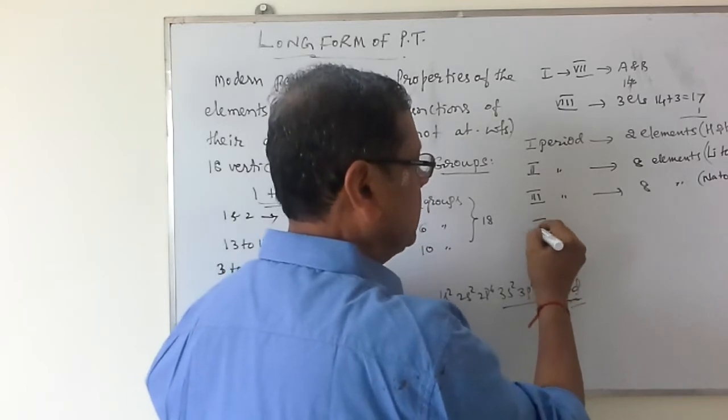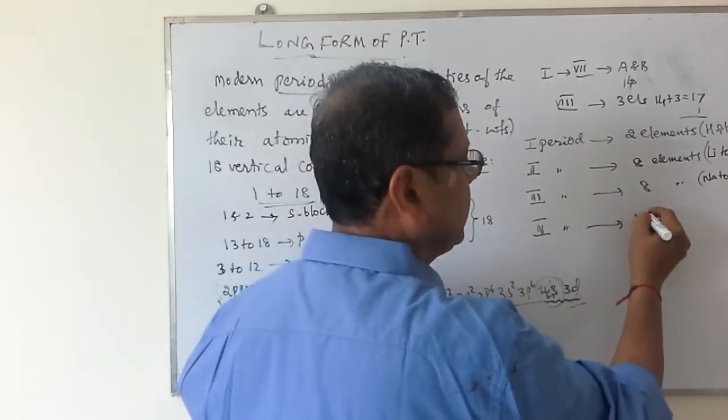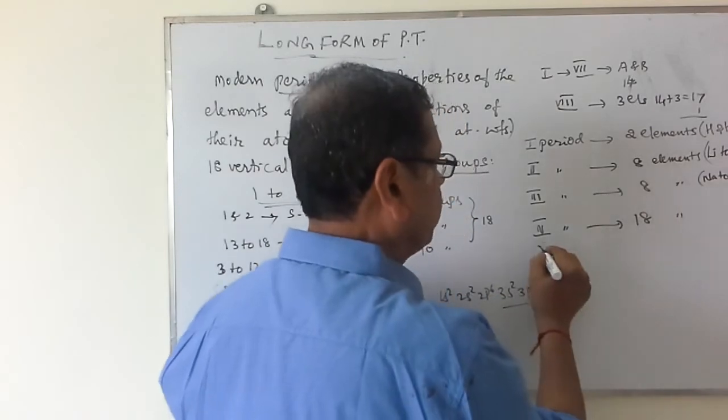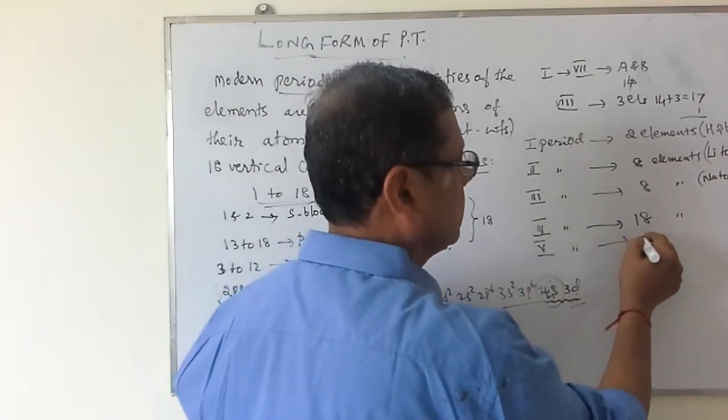In the fourth period, there are 18 elements. Fifth period also has 18 elements.